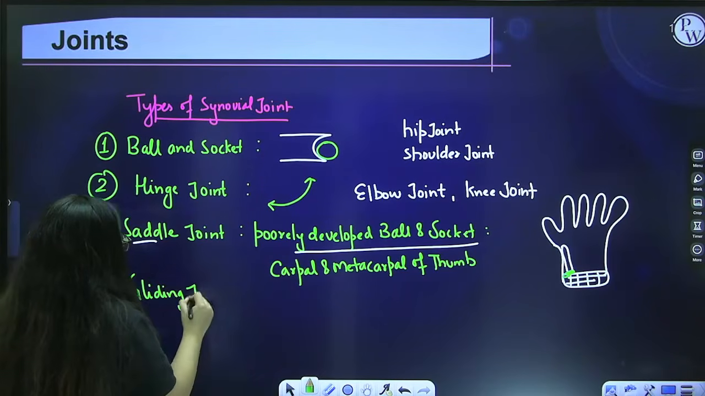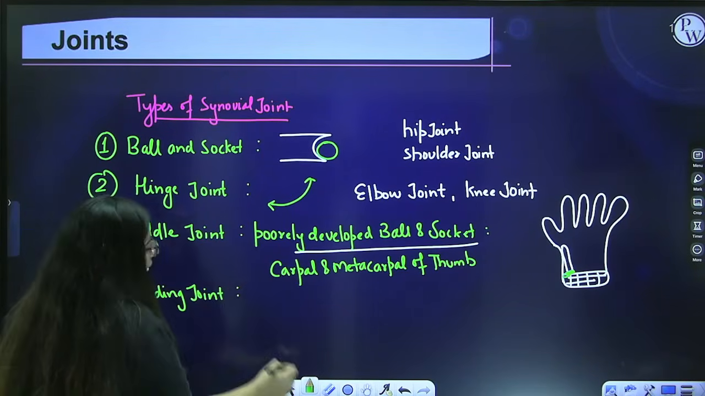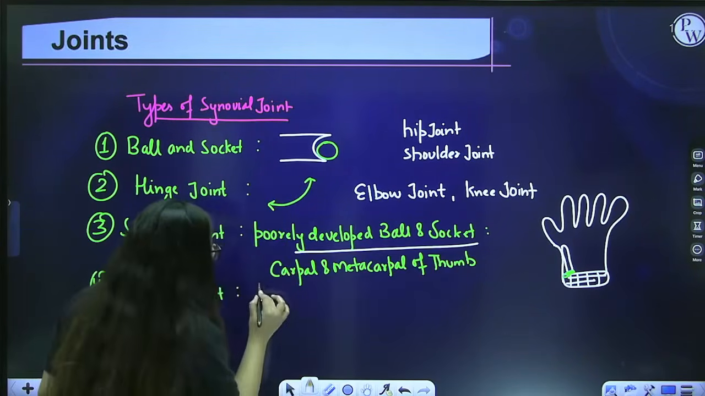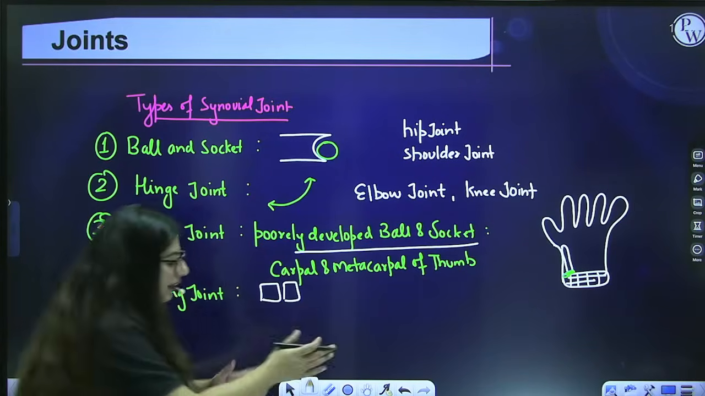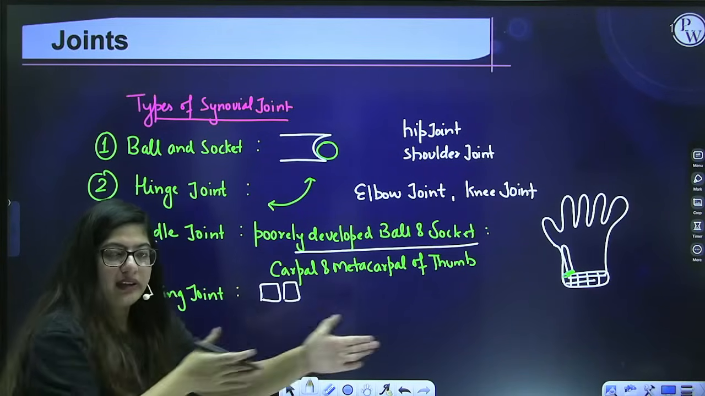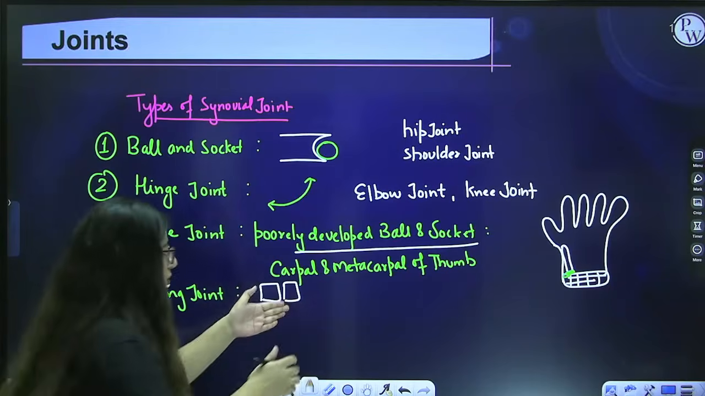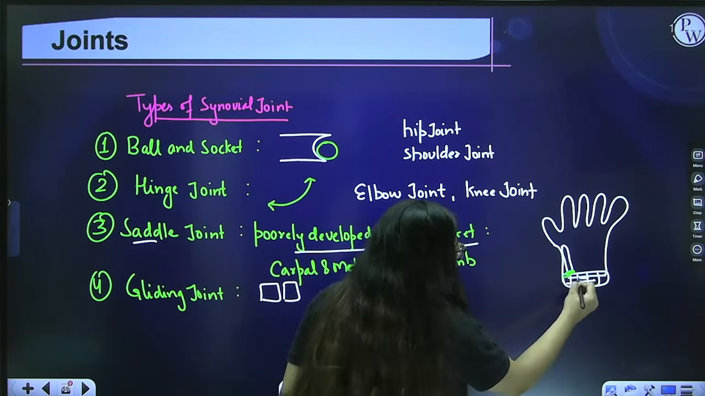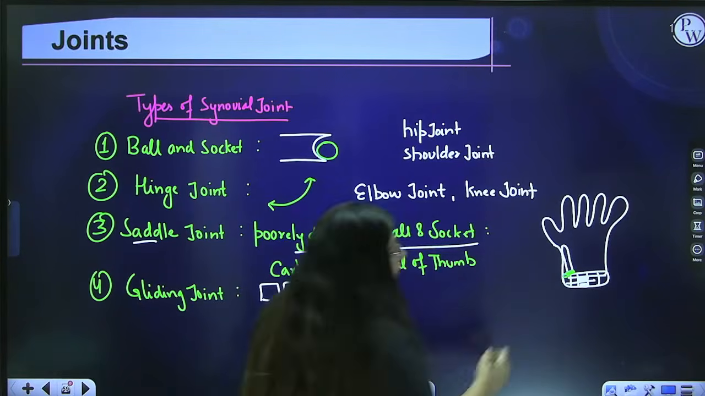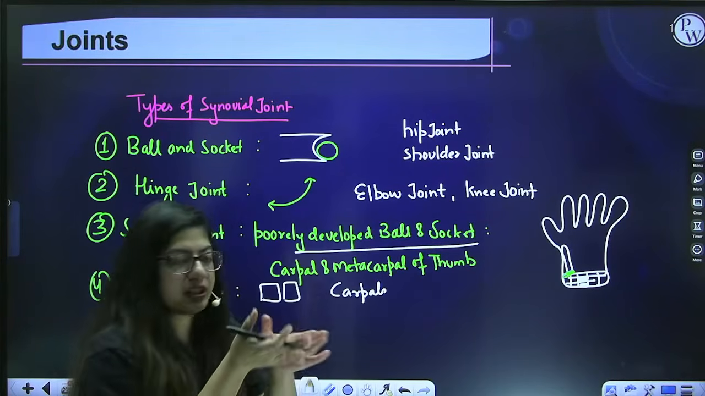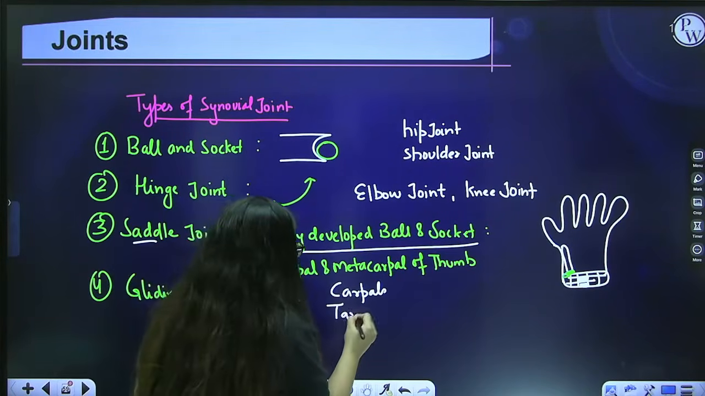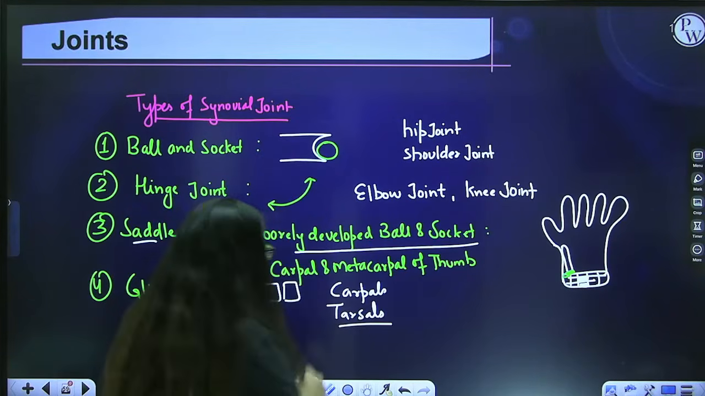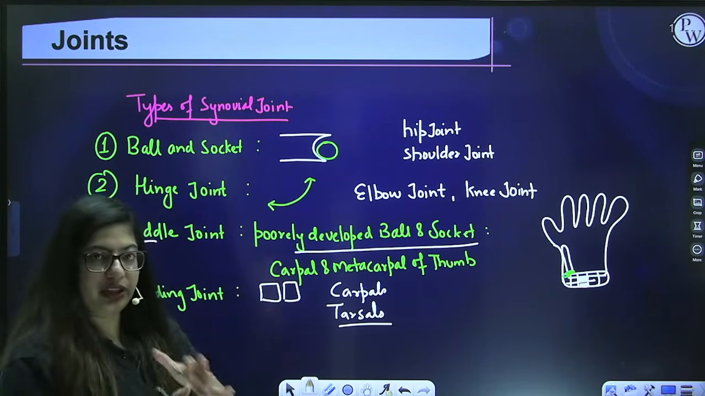In gliding joint, two bones are generally flat like this, and they glide upon each other like that. So it's present in the carpals. You all know the carpals. Imagine if this is one carpal, this is another carpal. Both are flat bones and they can glide upon each other. Same like that, we have tarsals. Tarsals also glide upon each other like that.